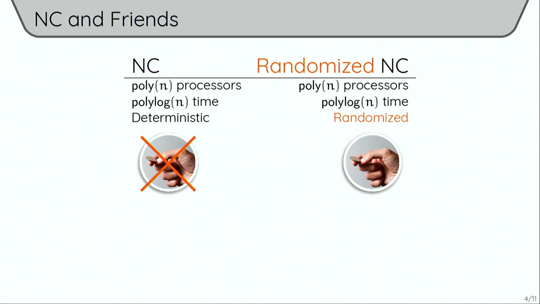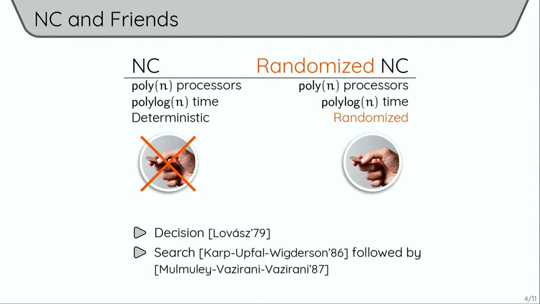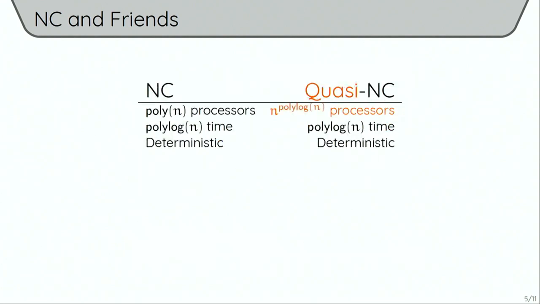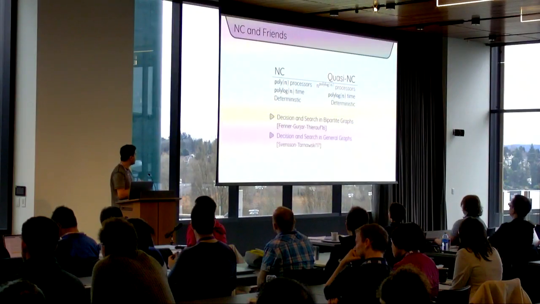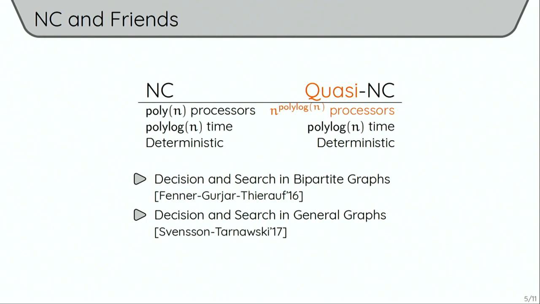The obvious relaxation is where you allow randomization, and this is the problem that was first solved by Lovász. The decision version, to be exact, was solved by Lovász. And then the search version was later solved by Karp, Upfal, and Wigderson, followed by another slicker proof by Mulmuley, Vazirani, and Vazirani. There is another relaxation of the NC model that has gained popularity in recent years: the quasi-NC model. This is a relaxation where you allow more processors. Instead of polynomially many processors, you allow quasi-polynomially many processors. In this version, the first breakthrough was by Fenner, Gurjar, and Thierauf, who showed that both decision and search can be solved in this quasi-NC model. And this was generalized to general graphs by Svensson and Tarnawski.